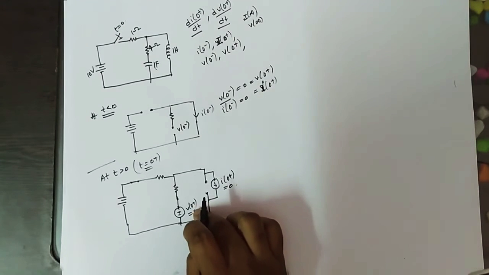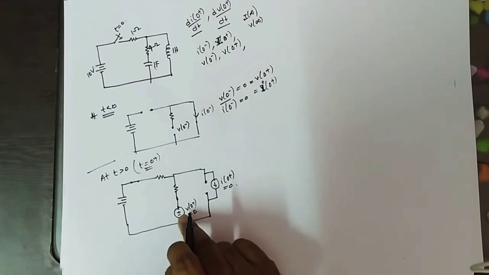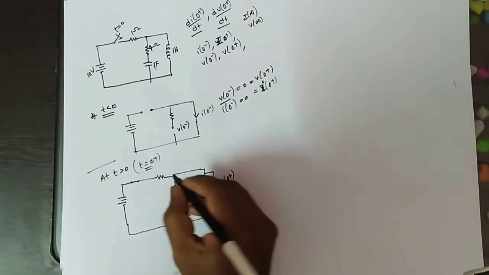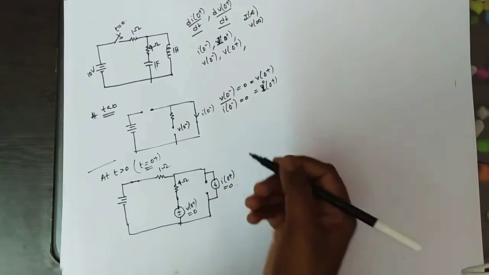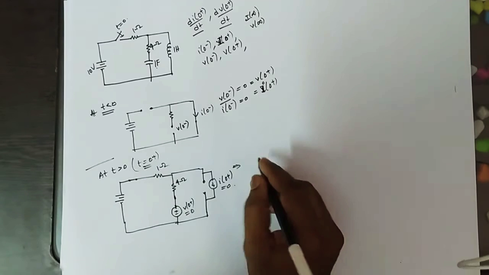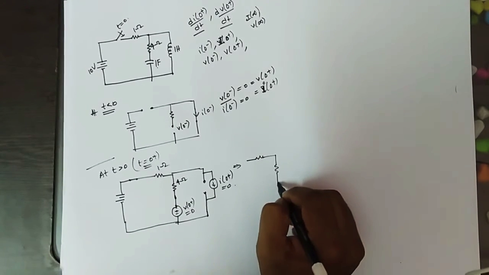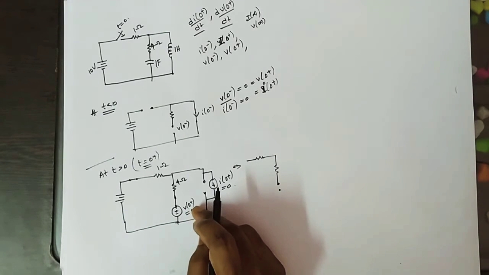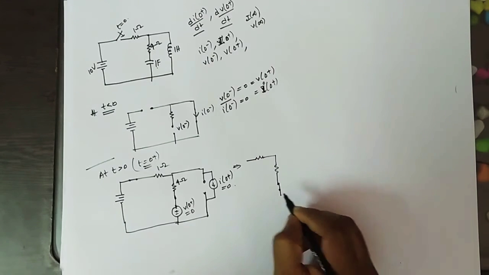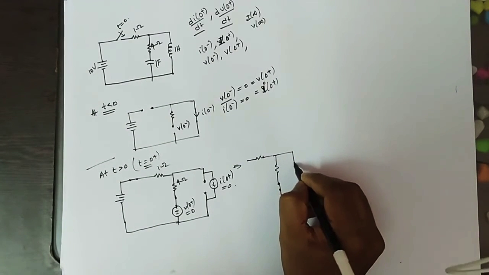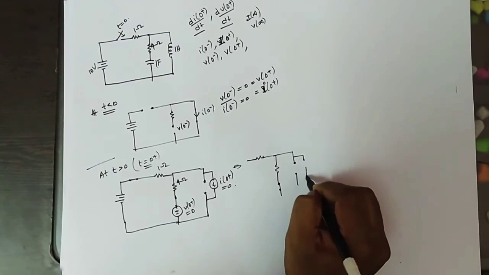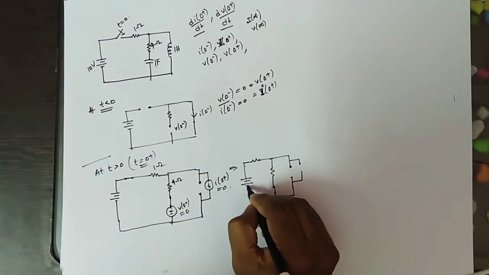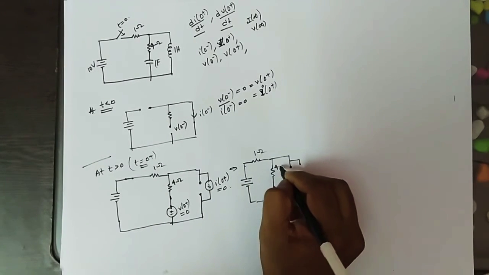Since v of 0 plus is 0 and I of 0 plus is 0, replace this voltage source with a short circuit and replace this current source with an open circuit. Now the circuit will become the t equal to 0 plus condition. Since the voltage is 0, it should be shorted, you know that. Current source 0 means it should be open. Then the circuit will become like this: 1 ohm, 4 ohm.